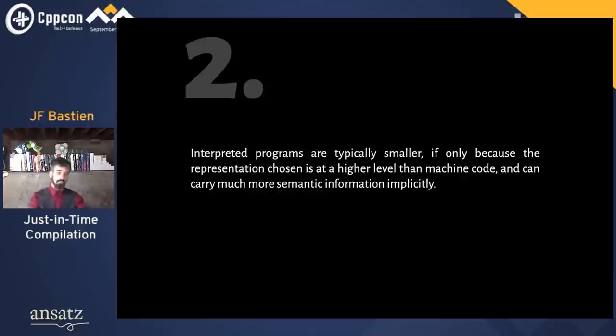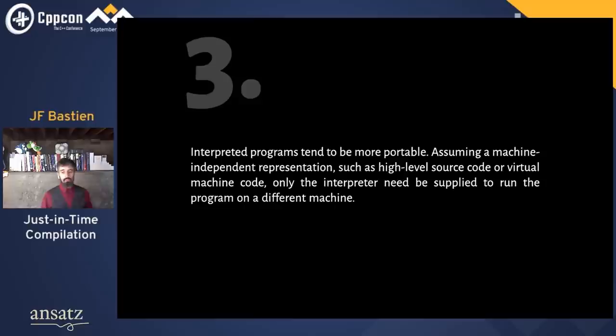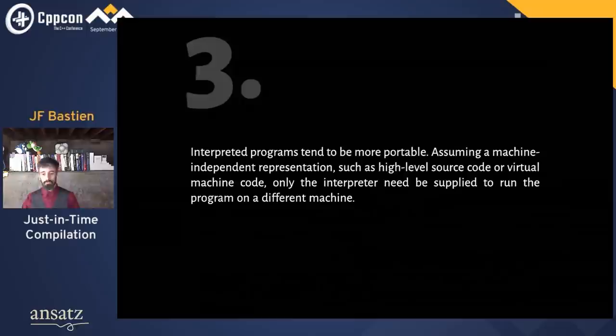Now, advantage number three. Interpreted programs tend to be more portable. Right? They work on different machines, different architectures, different operating systems more easily. So assuming a machine-independent representation, such as high-level source code or a virtual machine, only the interpreter needs to be supplied to run the program on a different machine, right? So I don't know about you, but I've never ported Python code to a different architecture. It just kind of works. There's stuff that cannot work, but that usually works.